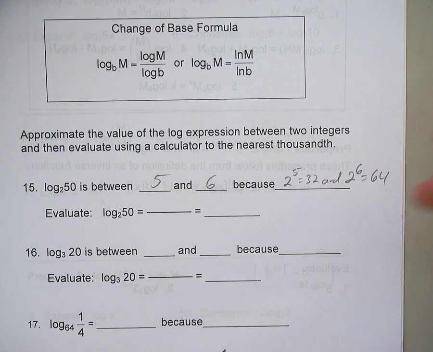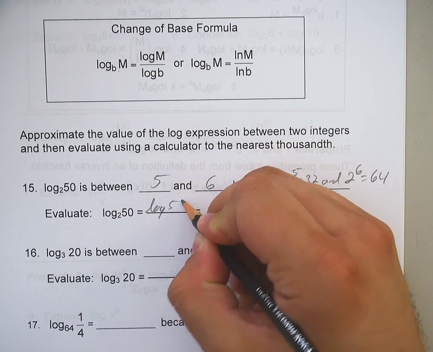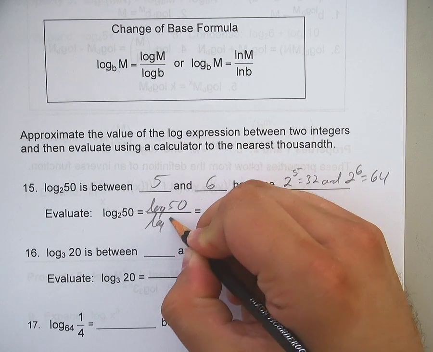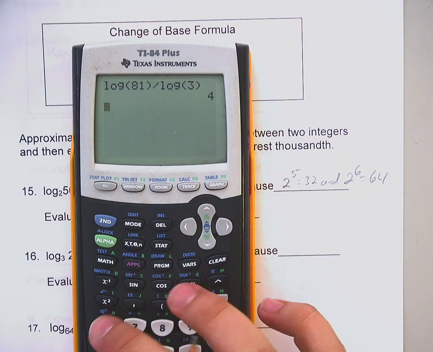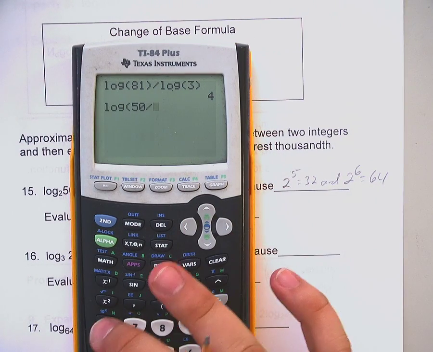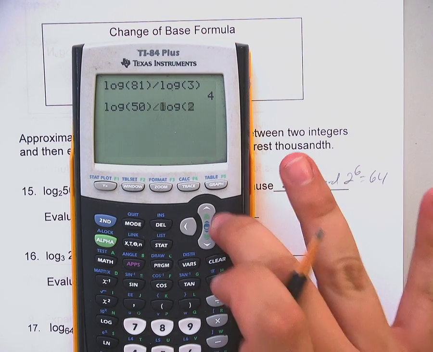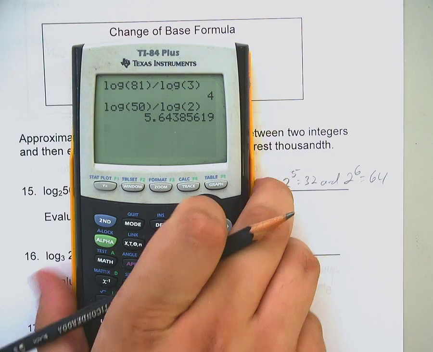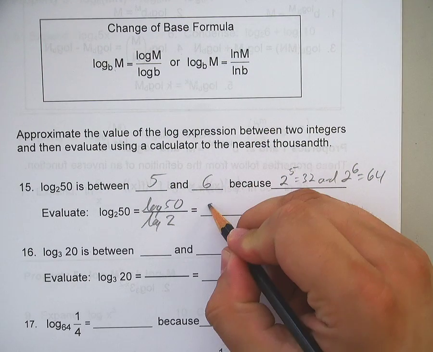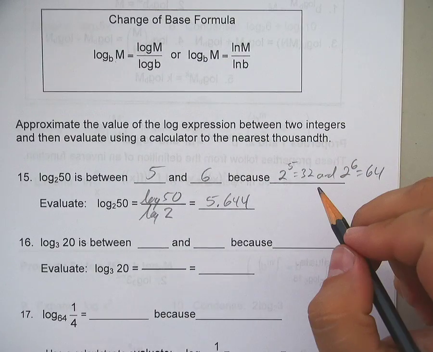Well, we can do it with our calculator here, and it'll actually tell us. So it's going to be log of 50 divided by log of 2. And I can grab my calculator here. Log of 50 divided by log of 2. Making sure you close your parentheses there. 5.64. So it is in between 5 and 6. To 3 decimal places, 5.644.